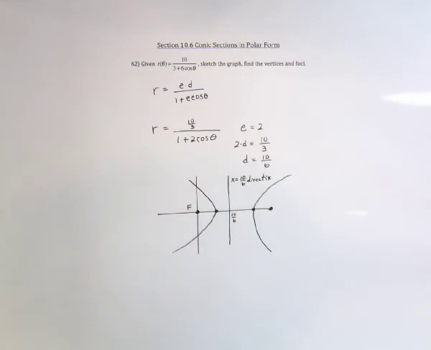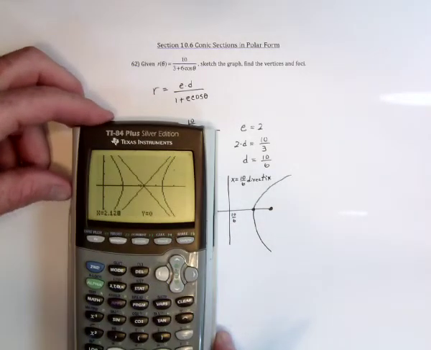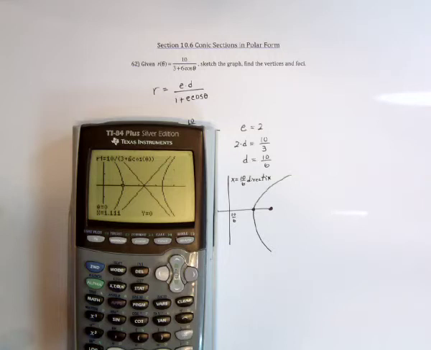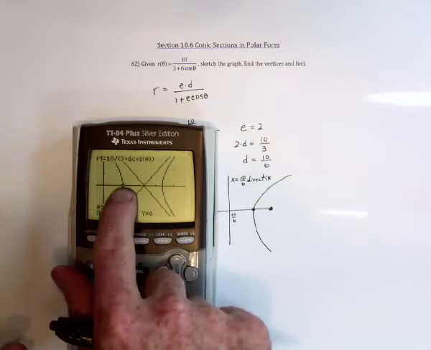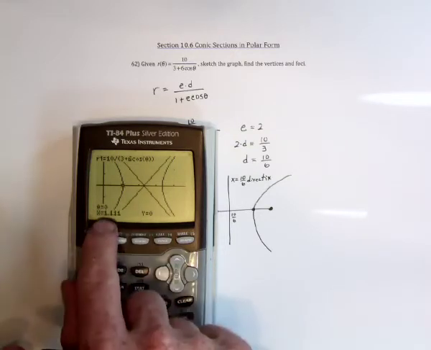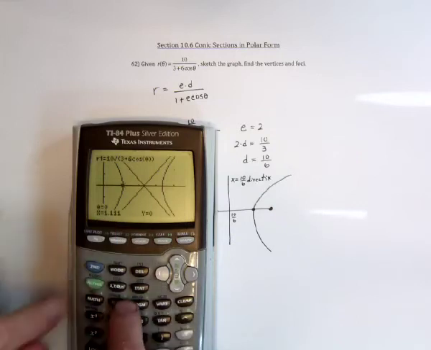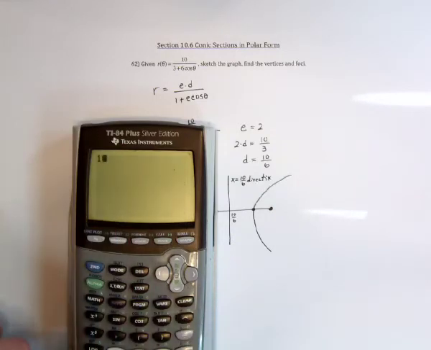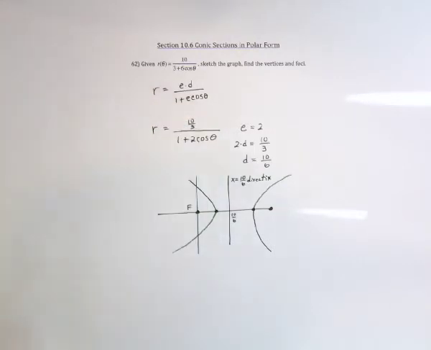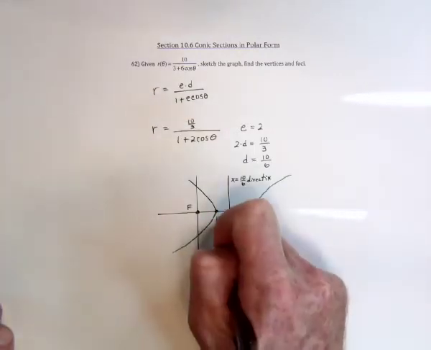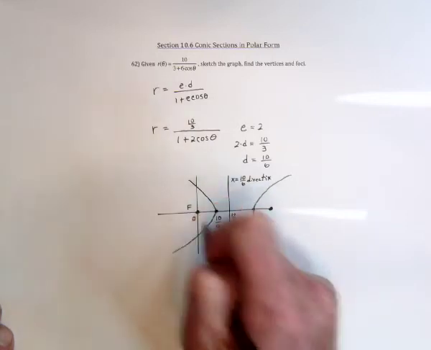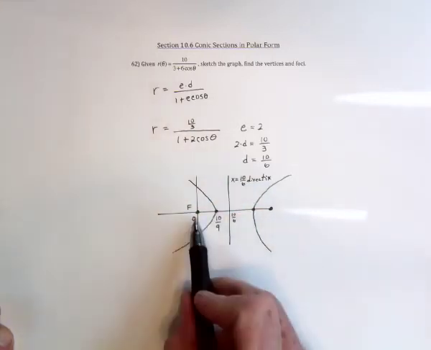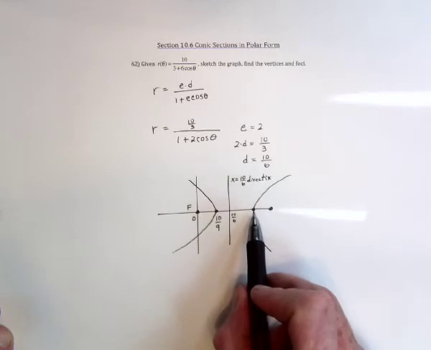So if we could find out where this vertex is, then we'd be in good shape. So one thing you could do is go to trace, and my goodness, I got lucky. There it is. So at theta equals 0, that's where it started drawing the graph, and this, I believe, is 10 divided by 9. 10 divided by 9, there it is. So this is at 10 ninths.